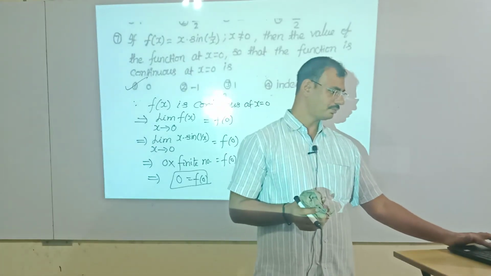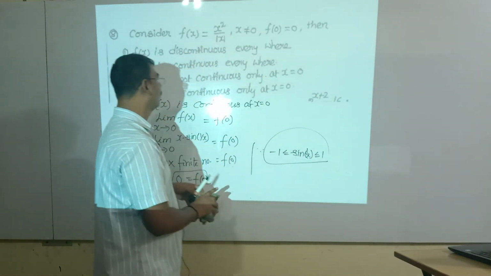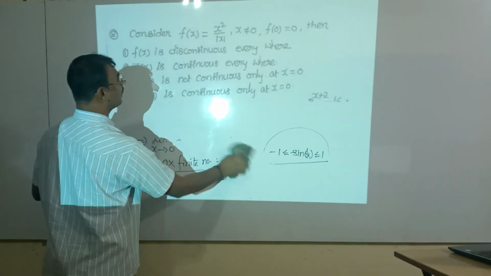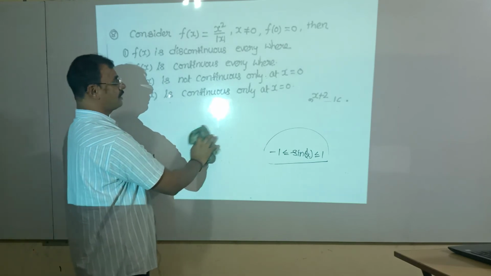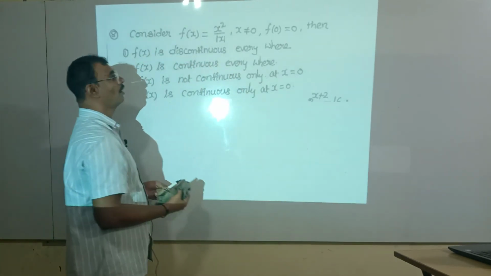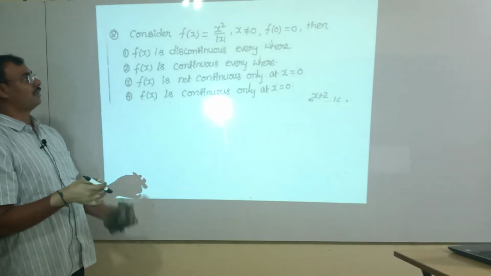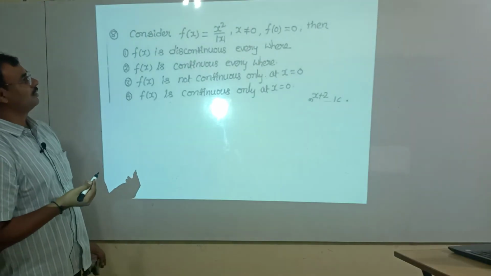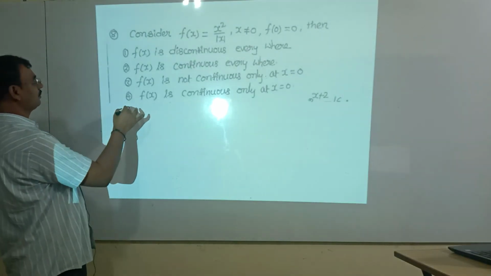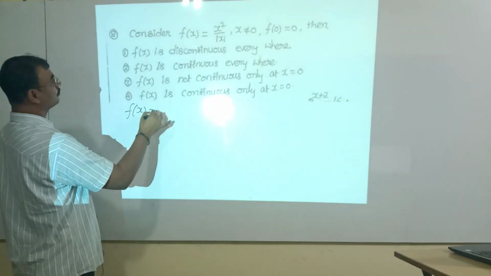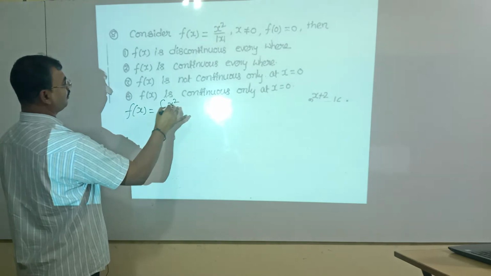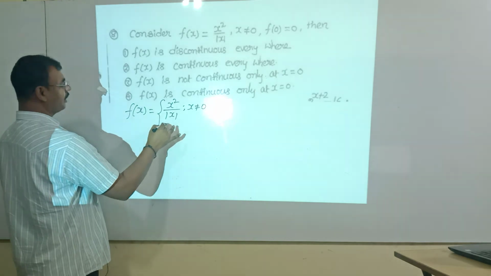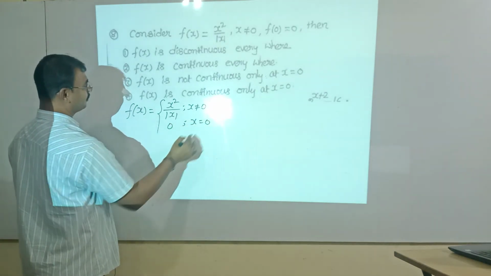Next question. What is the next problem? Consider f of x is equal to x square divided by mod of x. F of 0 is equal to 0, then we have to check all values. Firstly, I define the function. This is x square by mod of x, where x not equal to 0, and 0 when x is equal to 0.